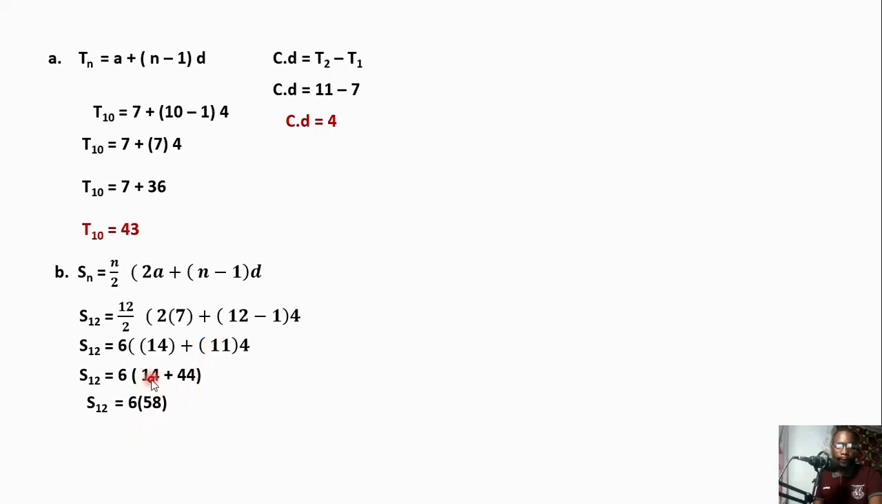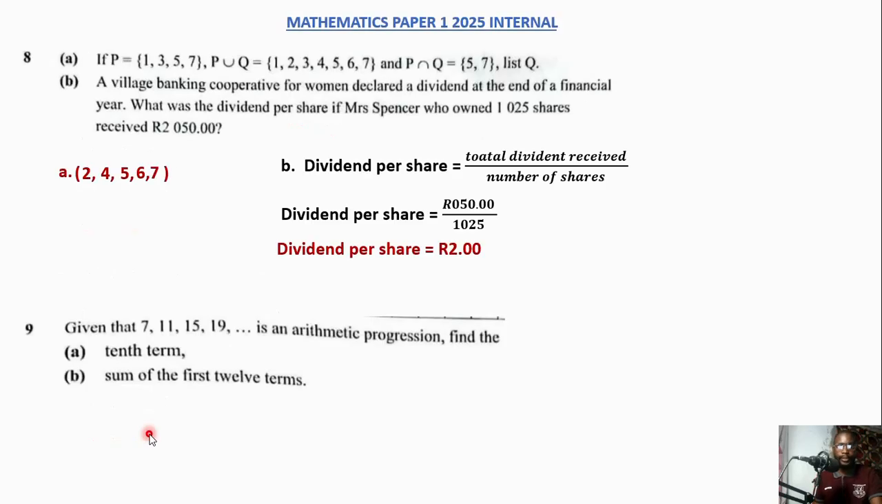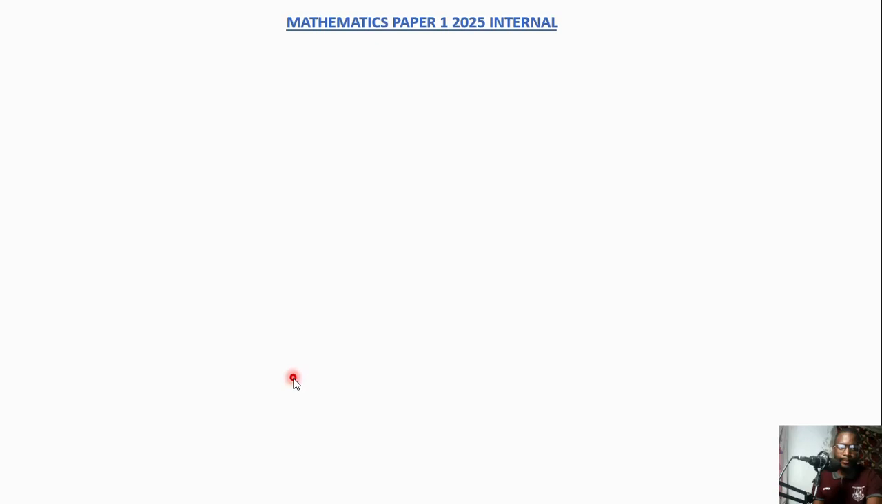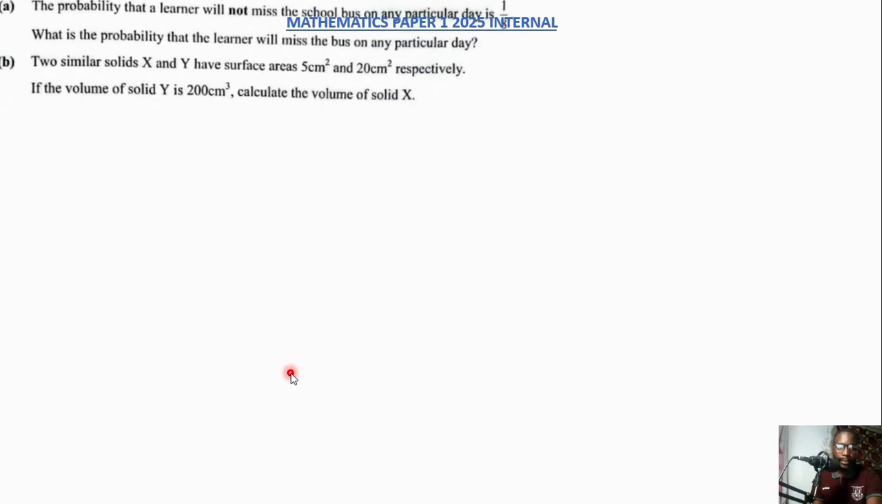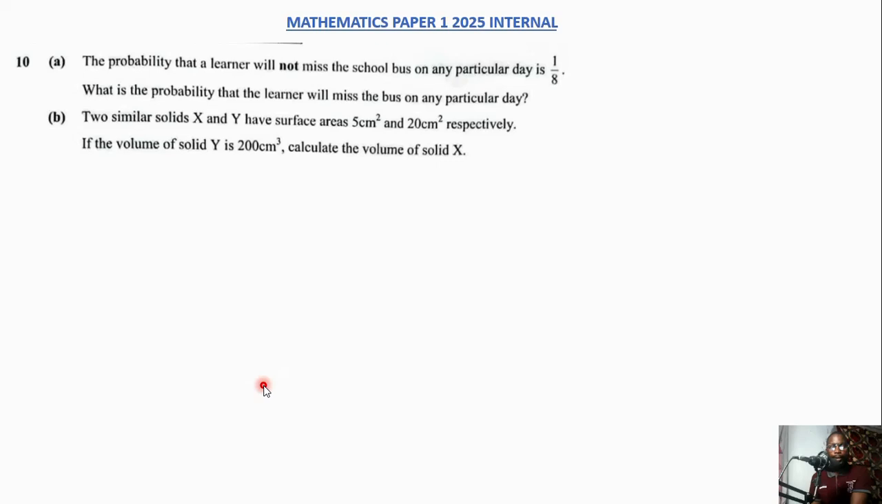So 14 plus 44, that is 58. So 6 multiplied by 58, and we have 348. So the sum of the first 12 terms is 348. If we add the first 12 terms from the 7 up to the 12th term, the answer should be 348. As simple as that. All right, let's go back to our questions. This is how we're supposed to answer question 9. As simple as that. Now let's go to the last question, which is question 10.